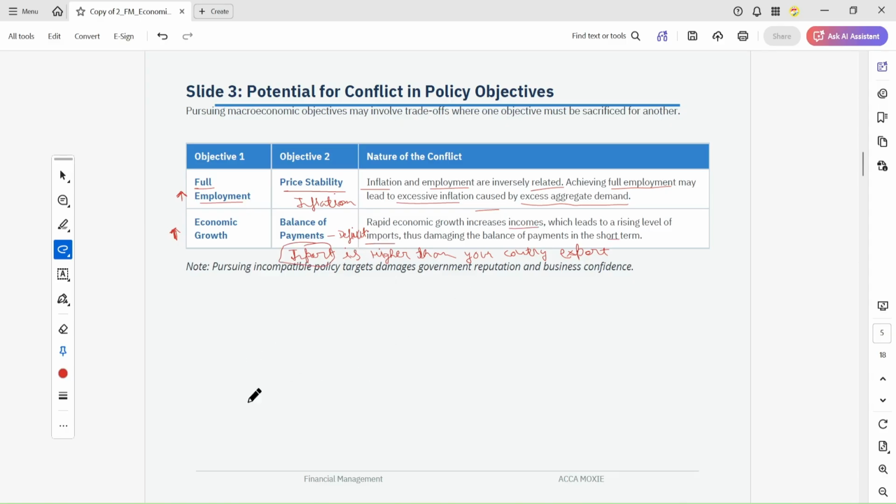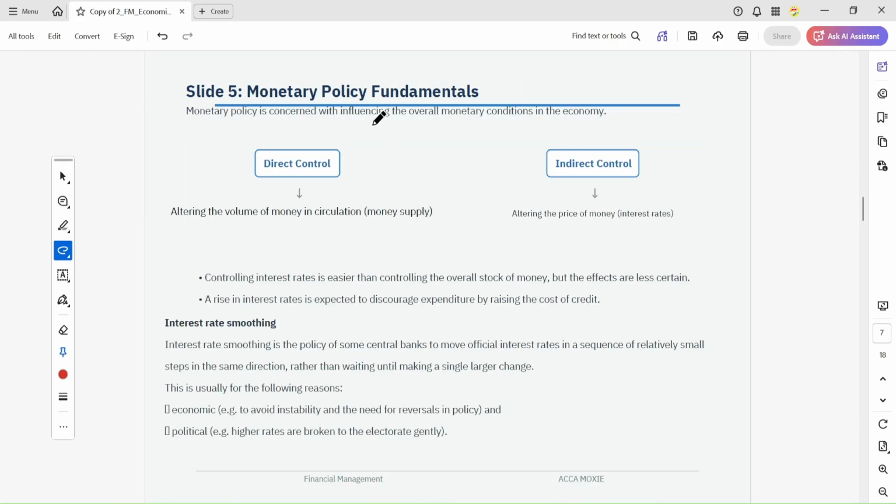If the government policy is incompatible, this will damage the government's reputation and the business confidence they are facing. If the government applies inappropriate tax rates, then the business will suffer and the government's reputation will be damaged. So the policy must be very appropriate and compatible with the business environment. The policies are monetary policy, fiscal policy, and supply side policy.